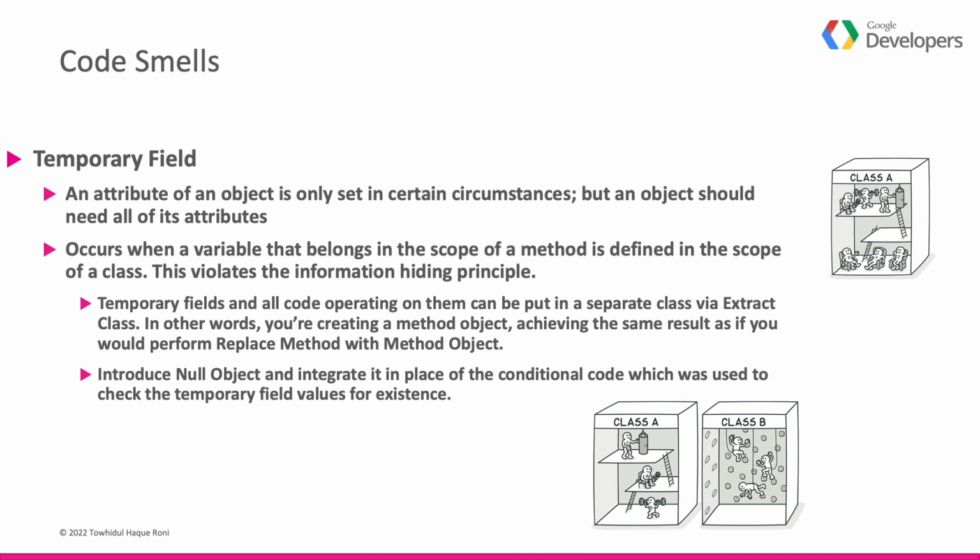Another approach to handling temporary fields is to introduce a null object and integrate it in the place of the conditional code used to check the existence of the temporary field values. This helps simplify the code and avoid unnecessary conditional statements. By addressing temporary fields, we adhere to good programming practice and maintain the integrity of our objects. We ensure that each object has all the necessary attributes and that they are appropriately encapsulated within the scope they belong to.